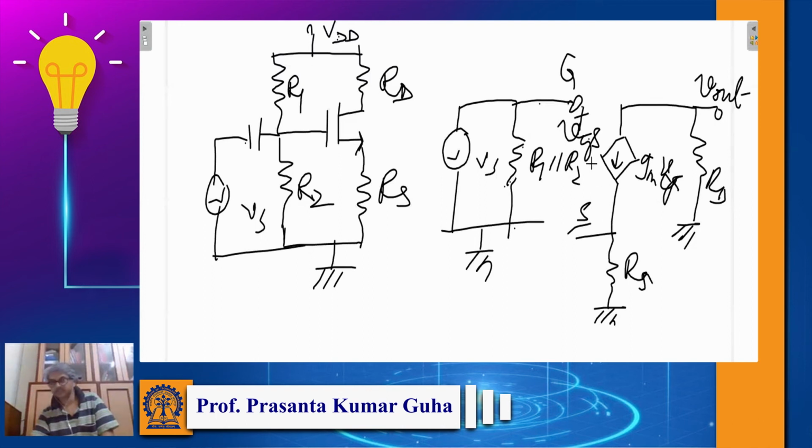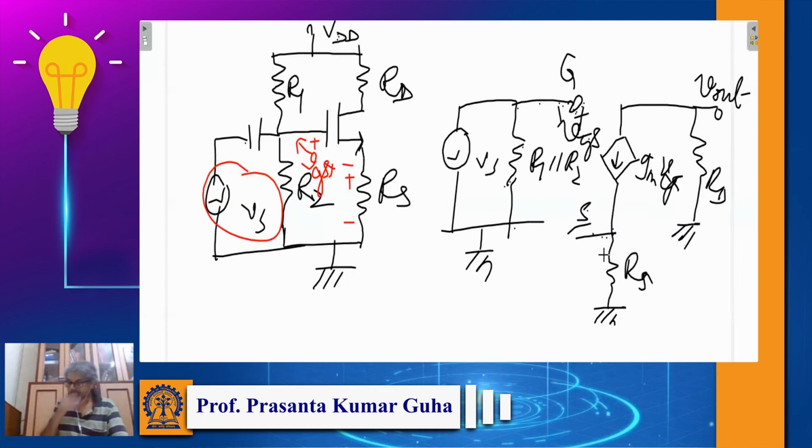One is VGS and another is the voltage drop across RS, because you see VS is between gate and ground, and this VGS is between gate and source. So we have to consider that here. If I show here, this VS has two parts. One is the part here, which is nothing but VGS, and the other part is here, which is the voltage drop across RS. That is all I wanted to say.